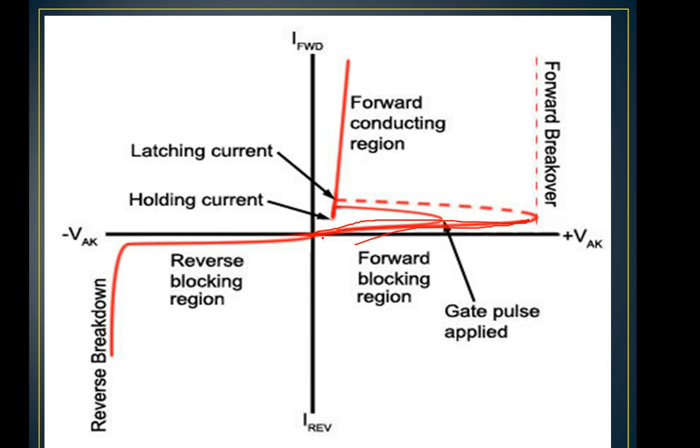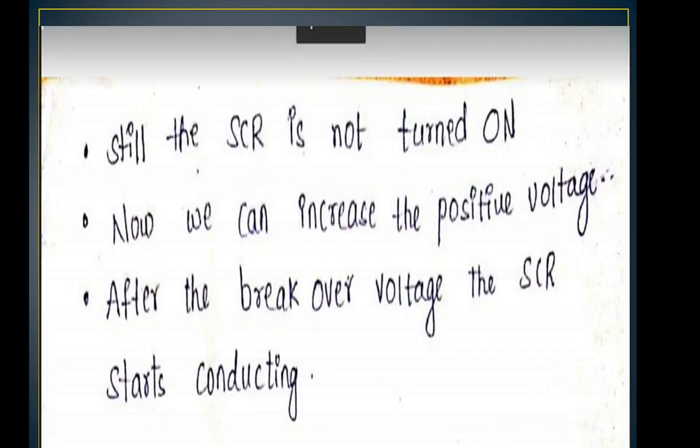When anode is connected to positive and cathode is connected to negative, still the SCR is not turned on because only a small amount of current is flowing through the junction. So we have to increase the positive voltage. After that only the SCR will turn on.